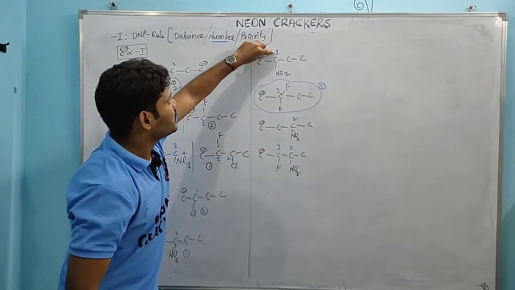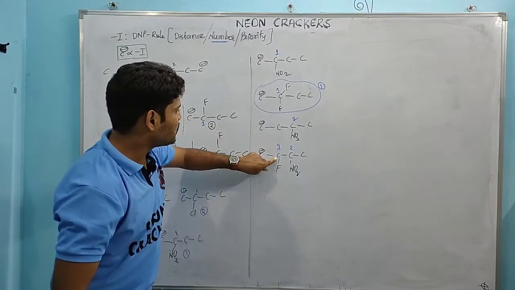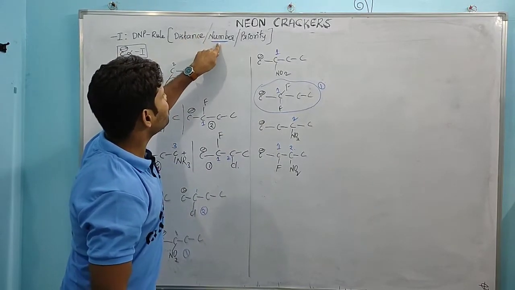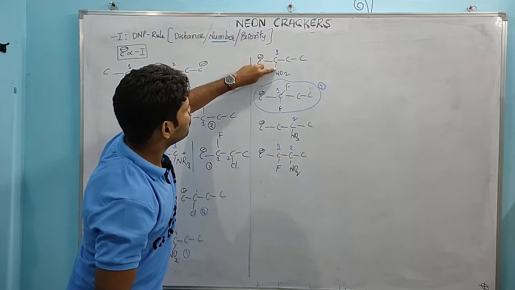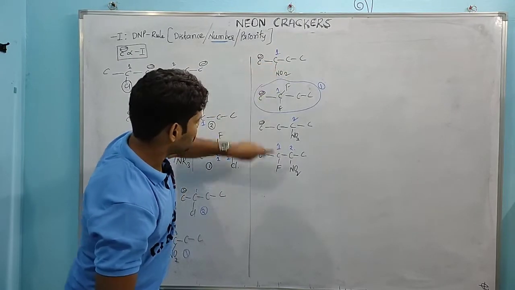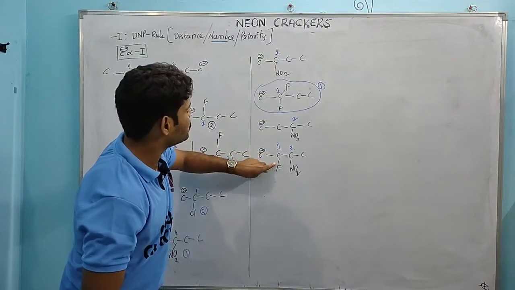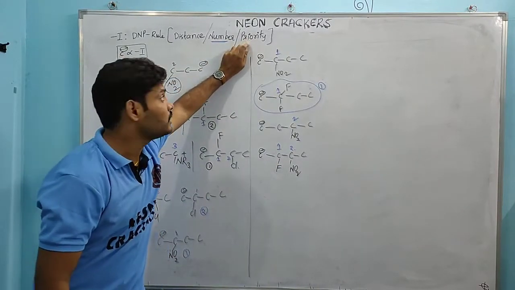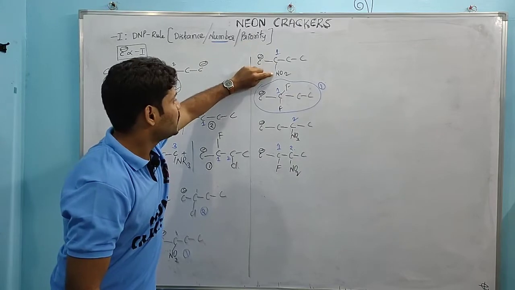Next one: first carbon, first carbon, the distance is the same. Then at the same distance we have to choose by number. Here only one substituent is there, nitro. Here only one, one nitro. The second one is also the same. Then go by priority. This one will be the last.